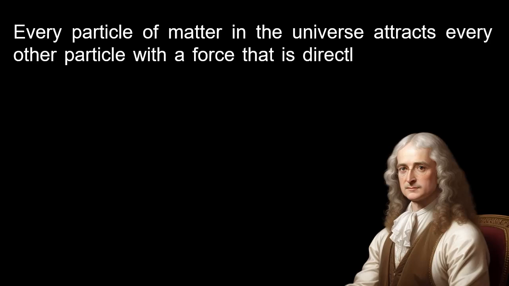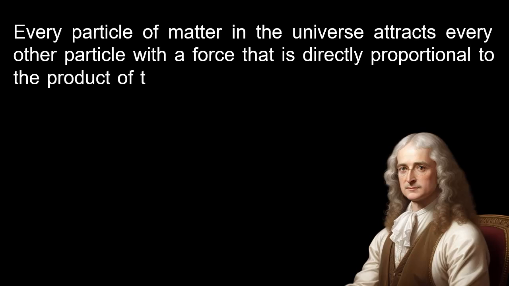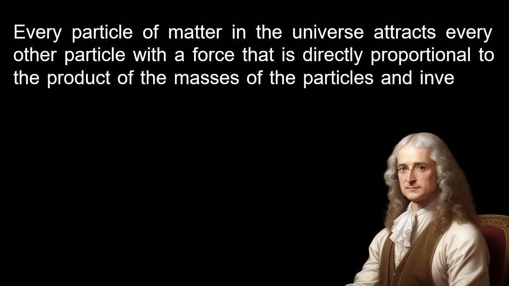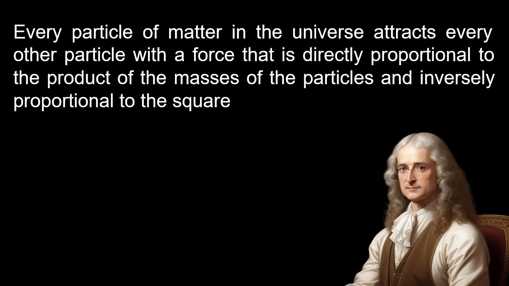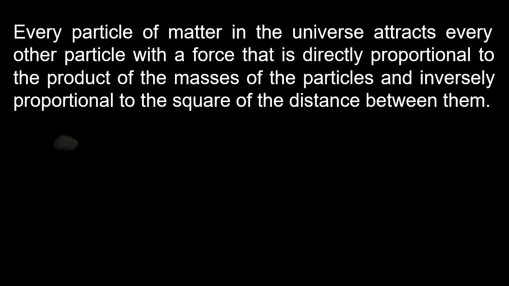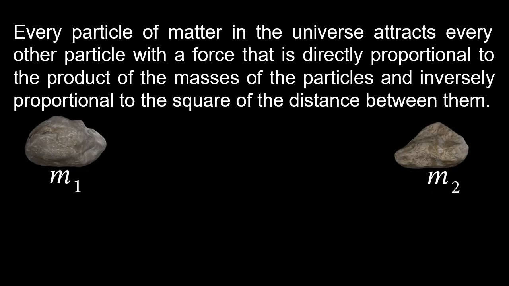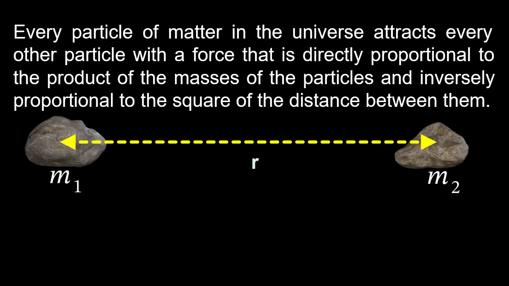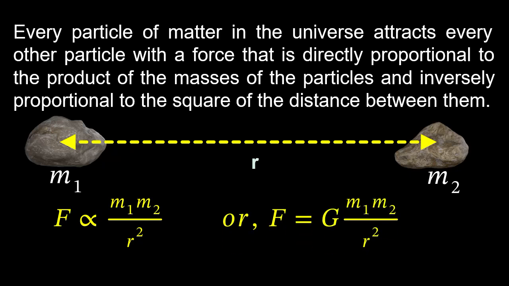According to universal law of gravitation, every particle of matter in the universe attracts every other particle with a force that is directly proportional to the product of the masses of the particles and inversely proportional to the square of the distance between them. Let us consider two particles, m1 and m2, separated by distance r. If F be the gravitational force of attraction between them, then F is proportional to m1 m2 by r square, or F equals G m1 m2 by r square, where capital G is the universal gravitational constant.